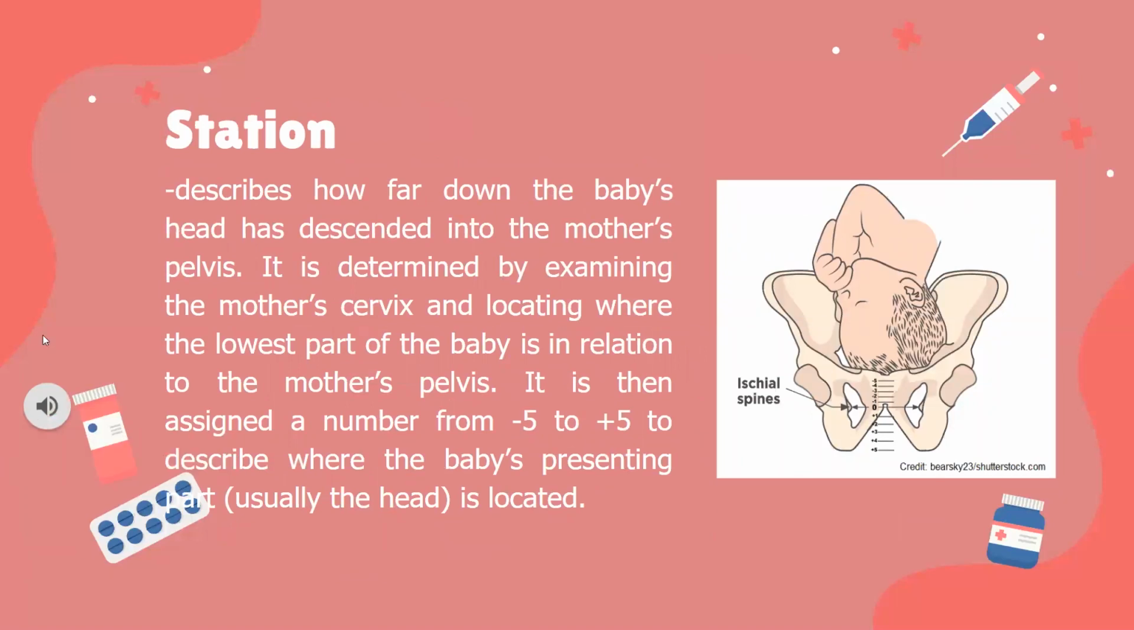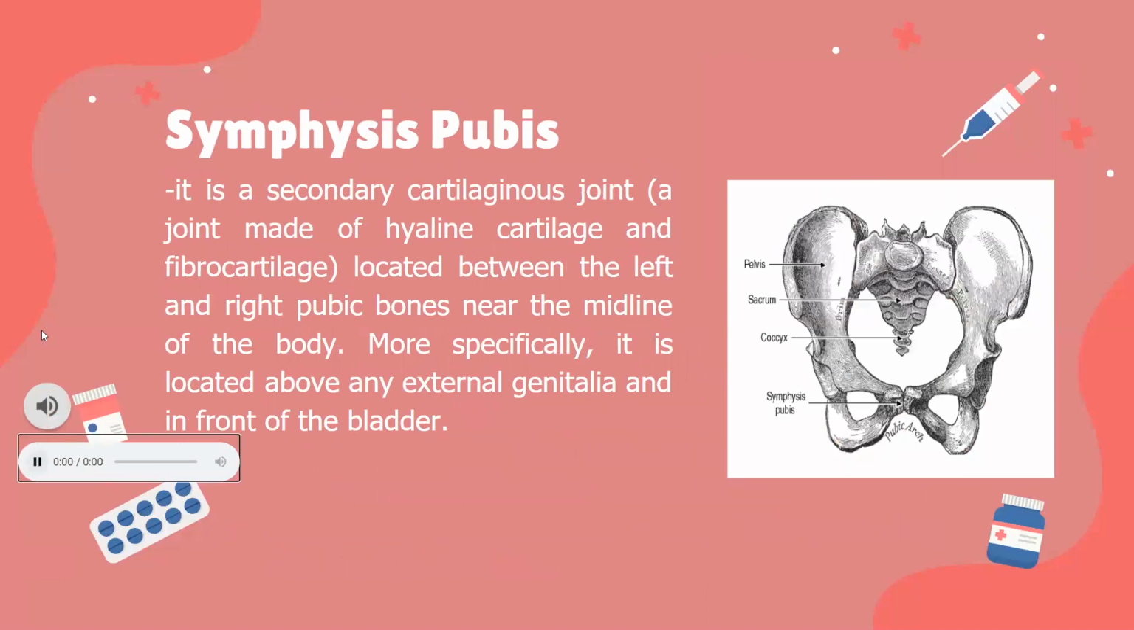Next we have the station, which describes how far down the baby's head is in the mother's pelvis. Lastly, we have the symphysis pubis, which is located above the external genitalia and in front of the bladder. It is a secondary cartilaginous joint which is made out of hyaline and fibrocartilage.